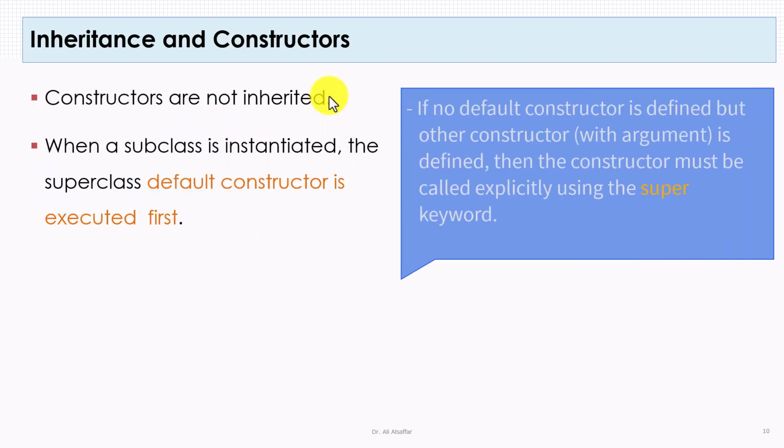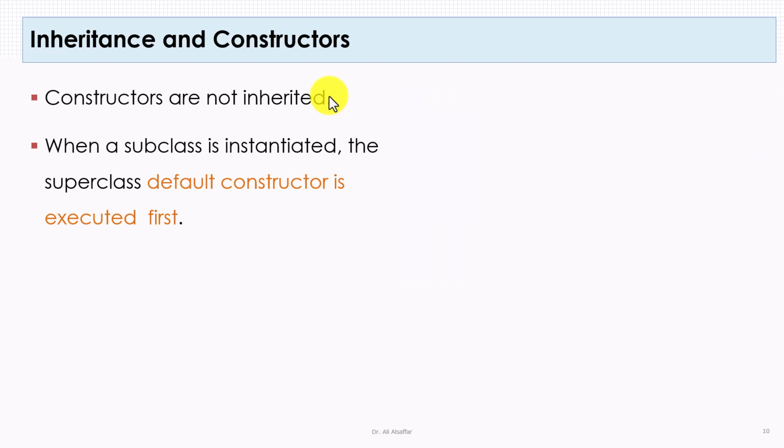The other situation is that there is no default constructor, however, there is another constructor that has an argument, because the default constructor has no argument. Then the situation will be a problem, because the system will try to execute the default constructor and will not find one in the superclass. We will see later how to overcome this problem.